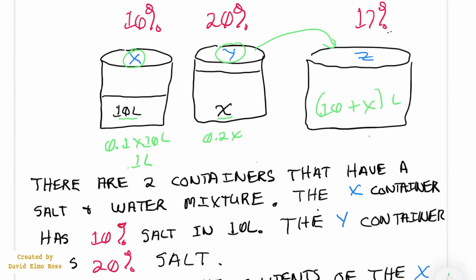And over here, this is going to be 0.17 because we want 17% solution of 10 plus X. So our equation is going to be 0.1 times 10 liters plus 0.2X is equal to 0.17 times 10 plus X. And that will be the formula that we're going to use to solve this problem.